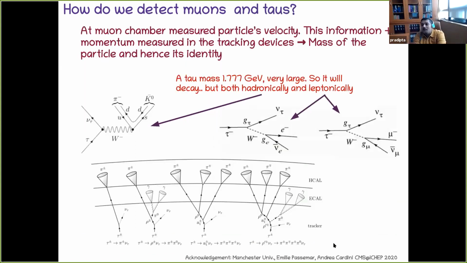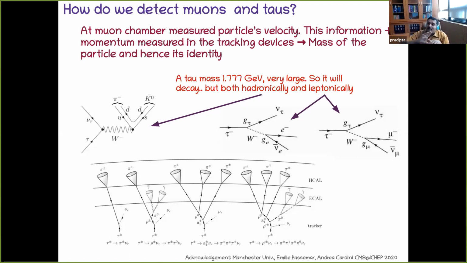Now, how to detect muons and the tau? Muon, as I have already mentioned, it is the muon chamber which measures its velocity. This information combined with the momentum measurement at the tracking device gives you the idea about the mass of the particle. And when you see that it is 105 MeV, you know that it is nothing but the muon. That is the reason we put a lot of this bent iron yoke in the path of the muon.